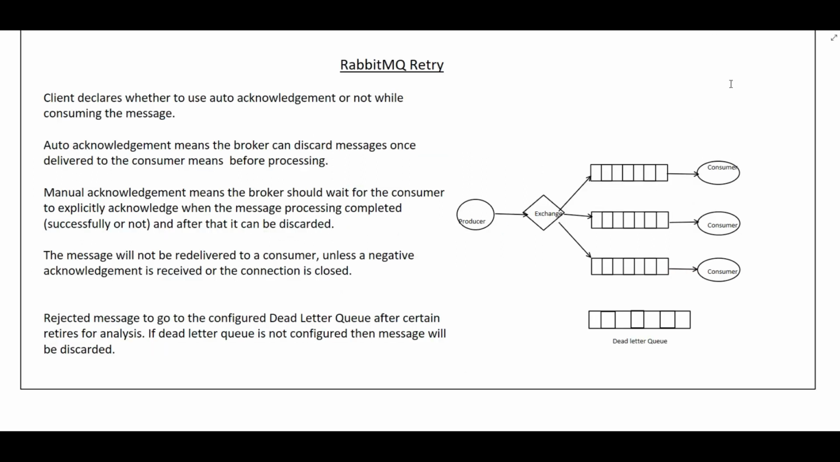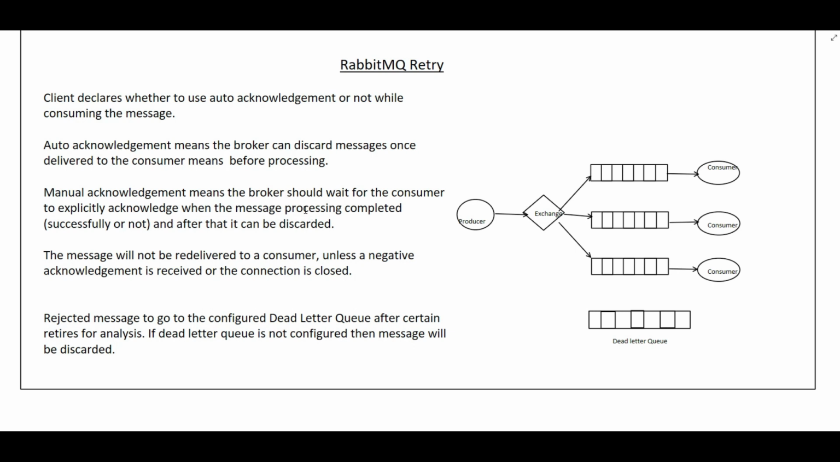Now let's talk about the RabbitMQ retry mechanism. Basically, the client declares whether to use auto acknowledgement or not while consuming the message. Auto acknowledgement means the broker can discard the message when it's delivered to the consumer, even if the consumer has not processed that message. And the second one is manual acknowledgement, which means the broker should wait for the consumer to explicitly acknowledge the message.